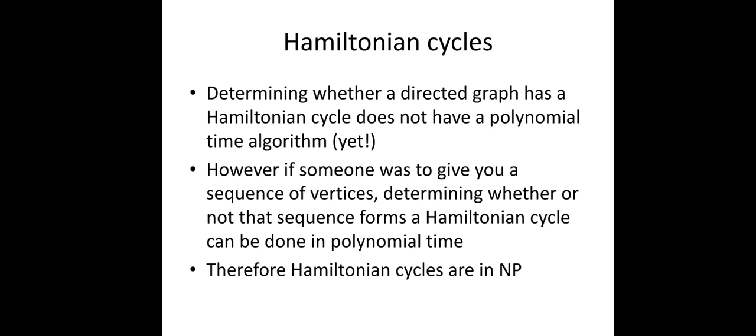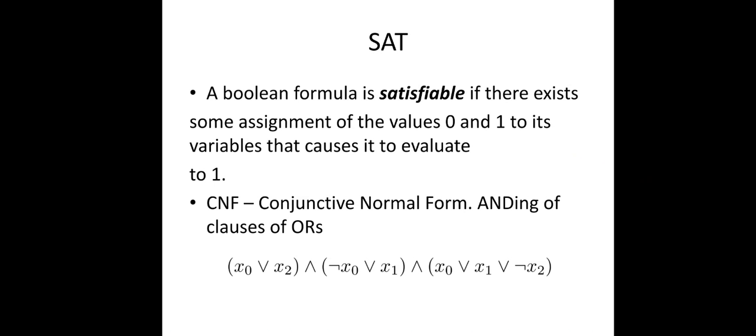Now, Hamiltonian cycle. Determining whether a directed graph has a Hamiltonian cycle does not have a polynomial time algorithm yet. However, if someone were to give you a sequence of vertices, determining whether or not the sequence forms a Hamiltonian cycle can be done in polynomial time. Therefore, Hamiltonian cycle is in NP. Now SAT. A Boolean formula is satisfiable if there exists some assignment of the values 0 and 1 to its variables that causes it to evaluate to 1. Now CNF is conjunctive normal form, ANDing of clauses of ORs.